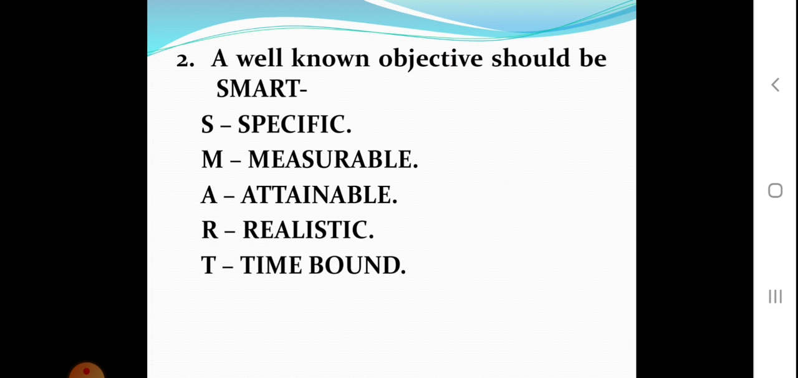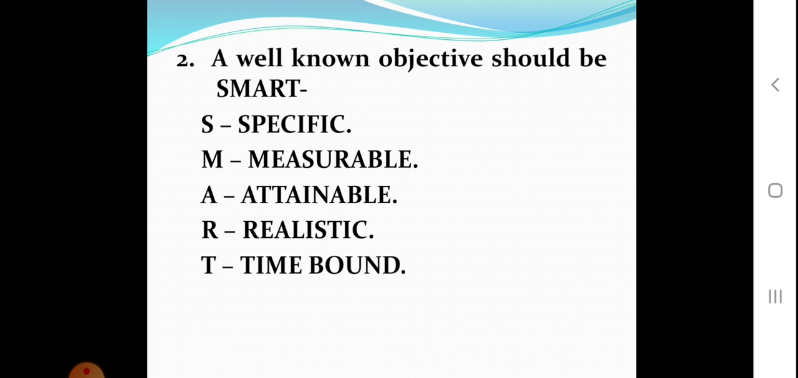The second character is that a well worded objective will be SMART. Means a well worded objective should be SMART. Here SMART stands for: S stands for specific, M stands for measurable, A represents attainable or realistic, T represents time bound.